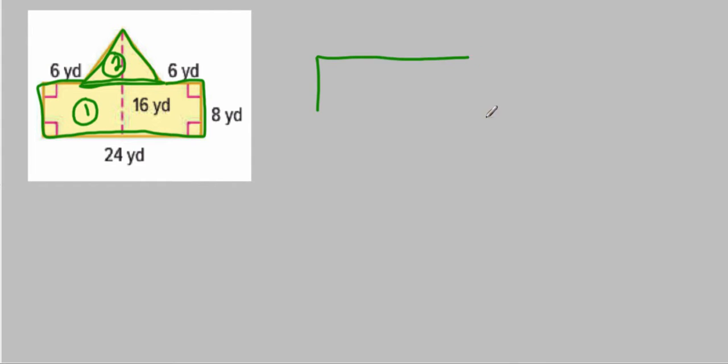So again, if it helps, sketch it out. We got a big rectangle. We need to know its base and its height. Well, the base is this 24 yards. The height is 8 yards.